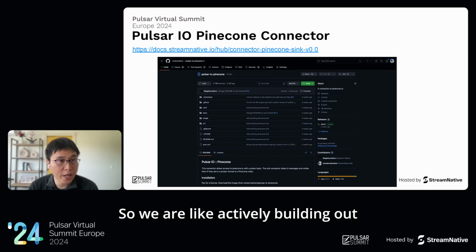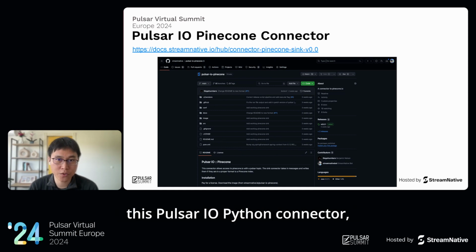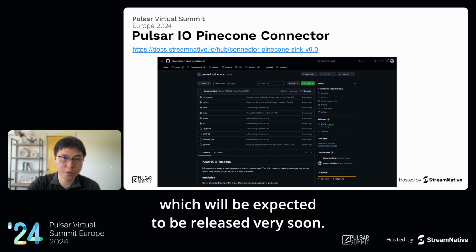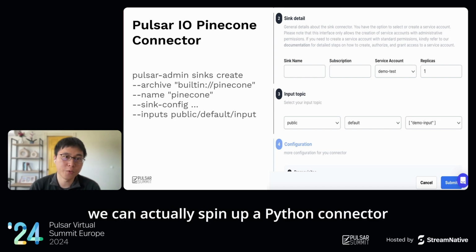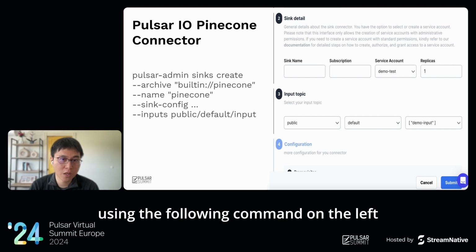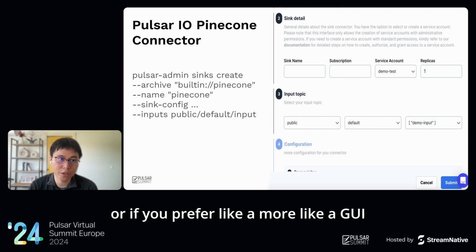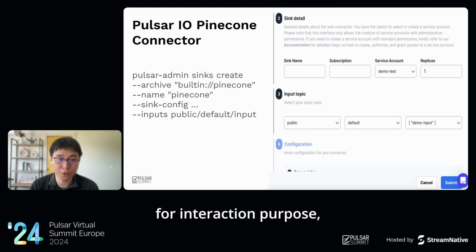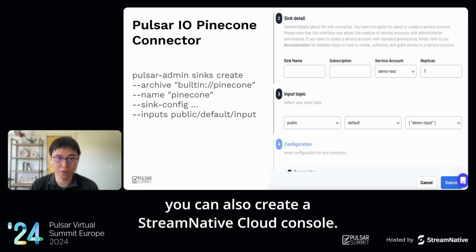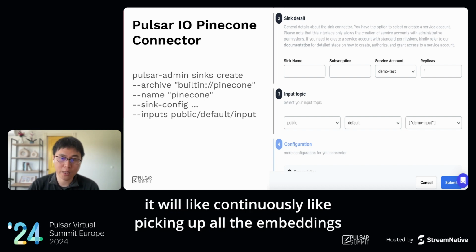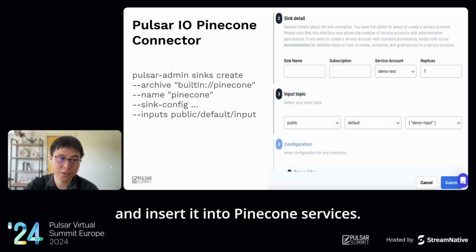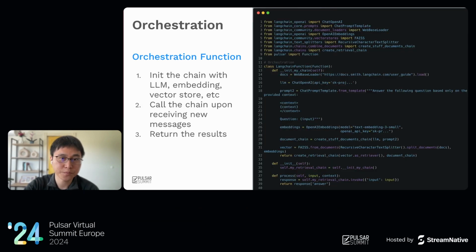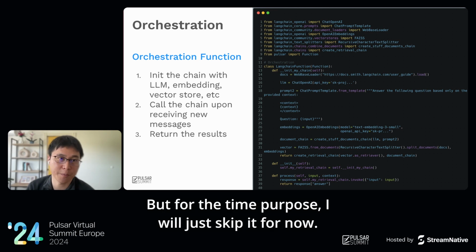We are actively building out this Pulsar Python connector, which is expected to be released very soon. But just as a sneak peek, we can spin up a Python connector using the following command on the left, or if you prefer a GUI for interaction, you can also create that on StreamNative Cloud Console. Once it's created, it will continuously pick up all the embeddings generated by our Python function and insert them into Pinecone services. But for time purposes, I will skip it for now.